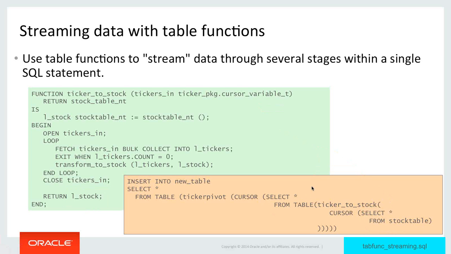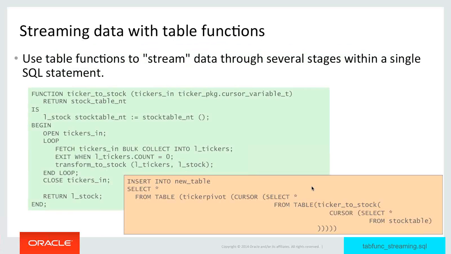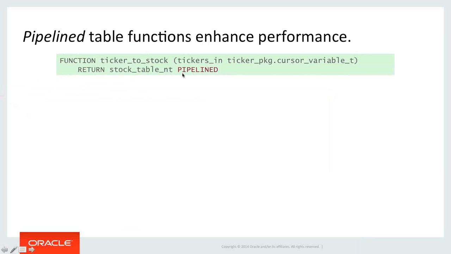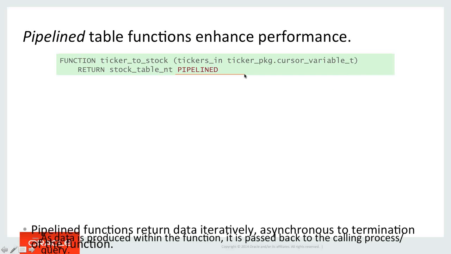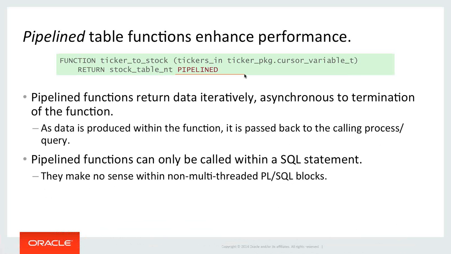Nice stuff. Now, pipeline, from the standpoint of performance, pipeline table functions take it a step further. Now, with regular table functions, you can define them this way. You can use them inside SQL, but you could also call this function outside of an SQL statement. However, with pipeline table functions, in other words, as soon as you put the keyword pipeline on your function, this function can only be used inside an SQL statement. So what is this all about?